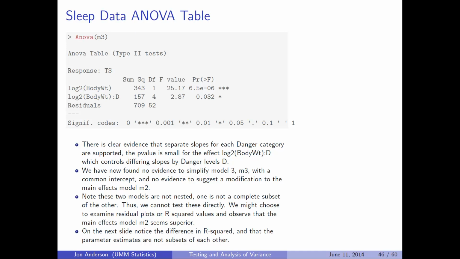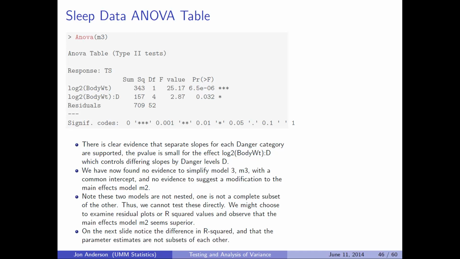So if we take a look at the capital A ANOVA command for model M3, you will see that there is very strong evidence that we need slope adjustments by danger group, with this small p-value. And so there is really no evidence here that we would simplify the M3 model. At this point, there really isn't any simplification that can be done on M3.